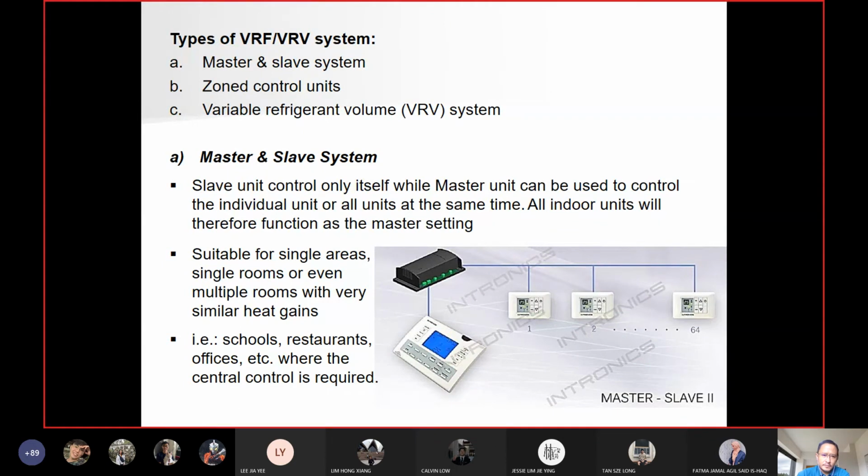There are 3 types of VRV or VRF system: master and slave system, zone control units, and variable refrigerant volume VRV system. Okay, the first type, master and slave system. What you need to remember is there is one master controller. Imagine that you have 10 indoor units, but one out of these 10 indoor units is paired with the master controller. Whatever variables you change in the master controller, the other 9 units would just follow.